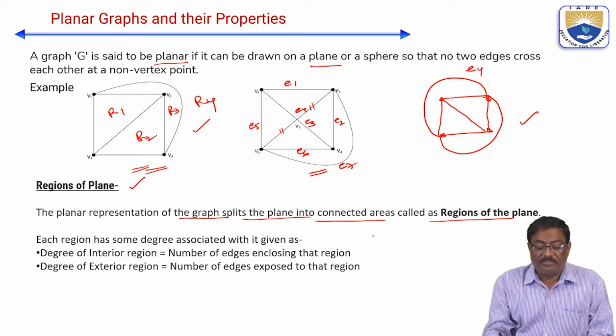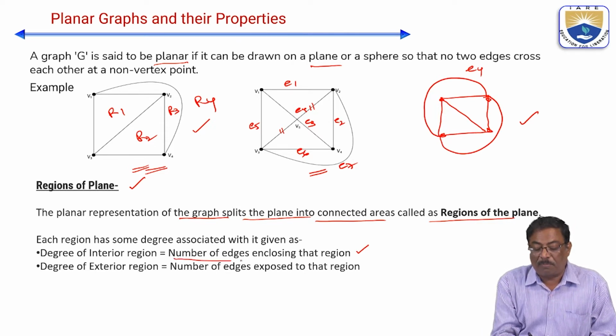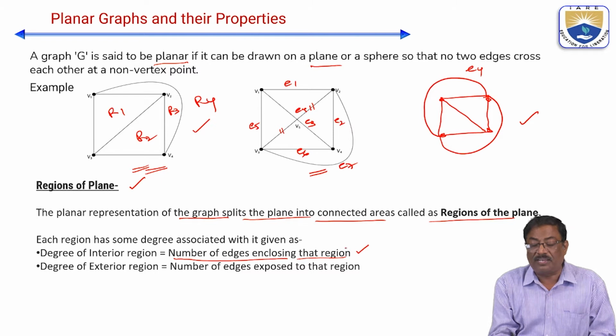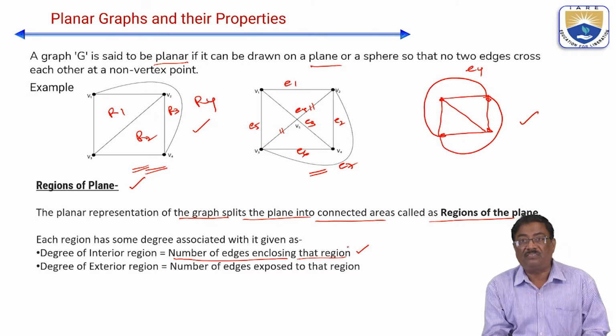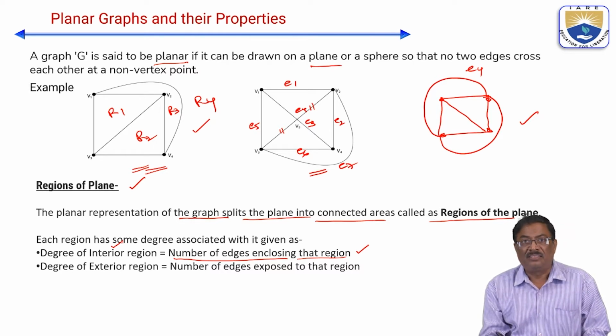Now the degree of the region R1: the degree of a region is the number of edges enclosing that region. That means the number of edges required to form the region is known as the degree of the interior region.